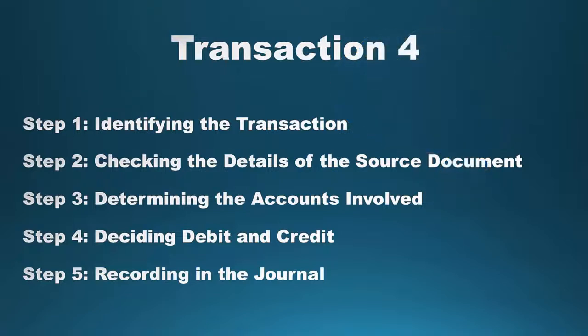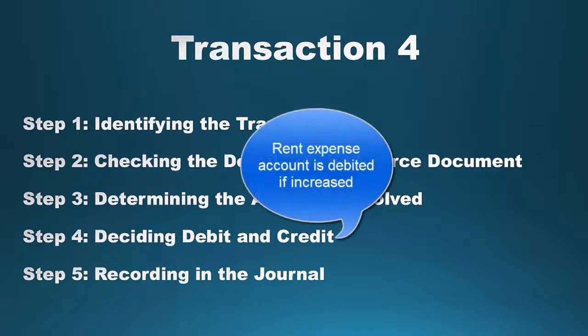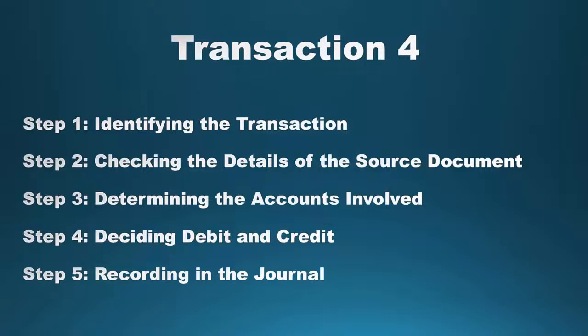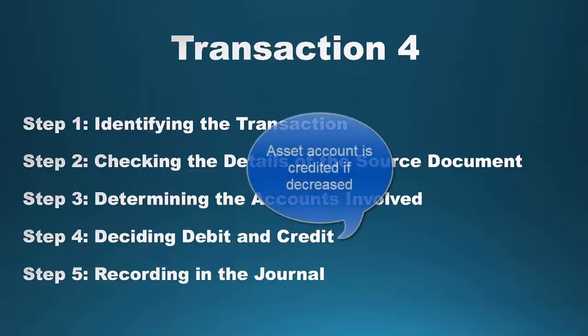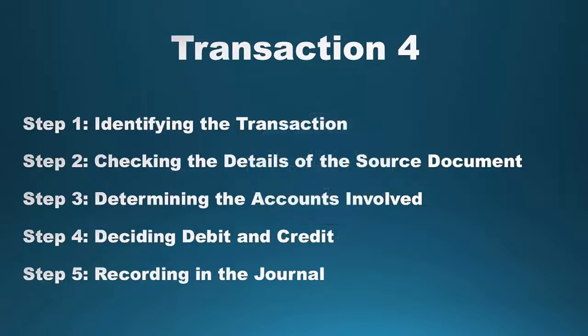Step 4. Deciding debit and credit. Now let's decide which account to debit and which to credit. The rent expense account is debited because expenses increase and expenses are always recorded on the debit side. The bank account is credited because the cash balance and asset is decreasing. A decrease in assets is recorded on the credit side. So we'll debit the rent expense account and credit the bank account for $1,500.